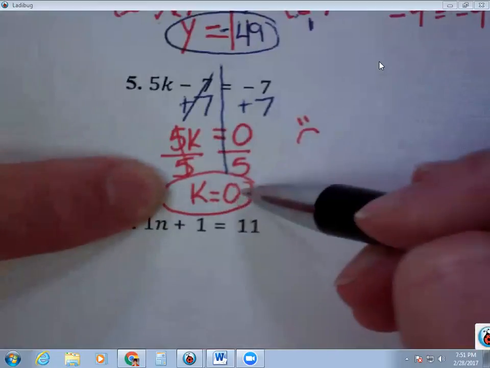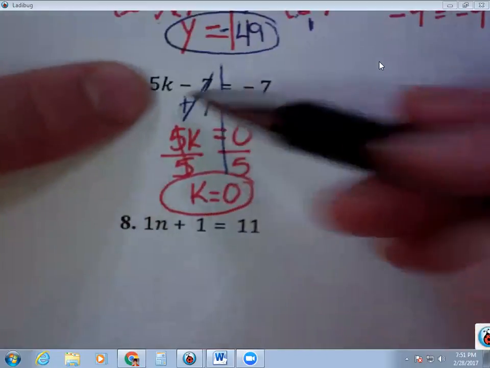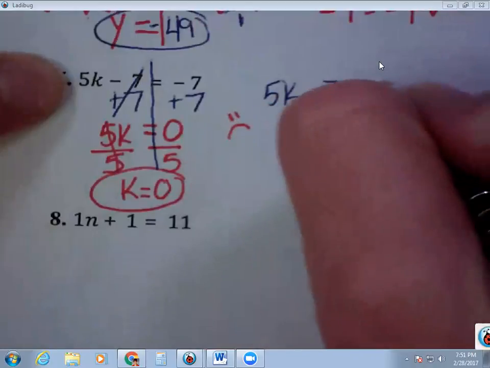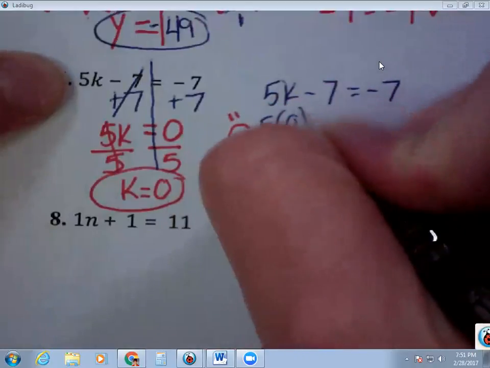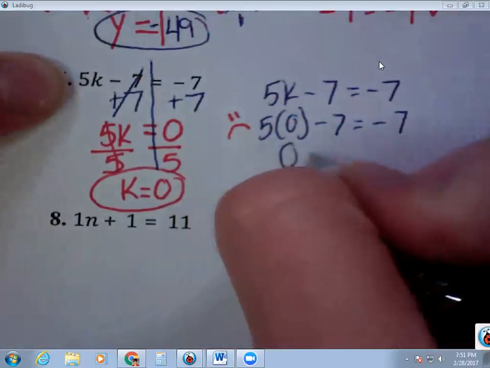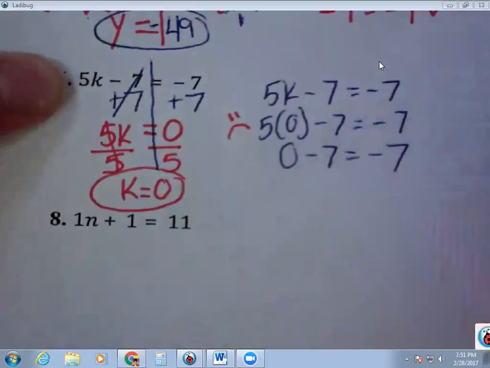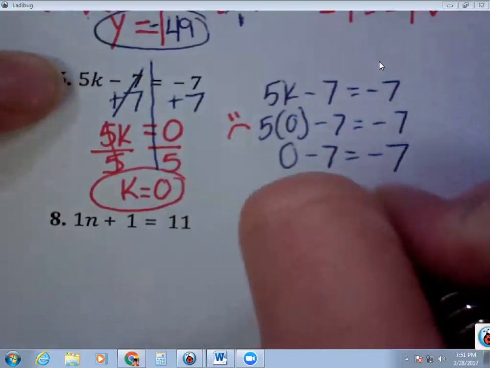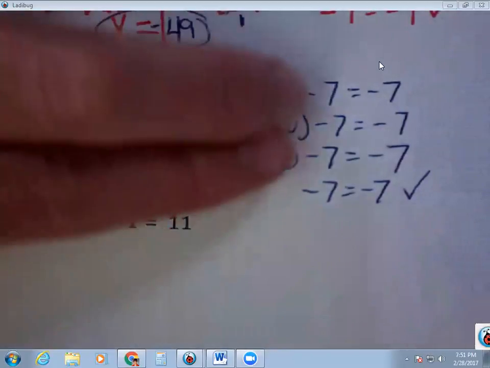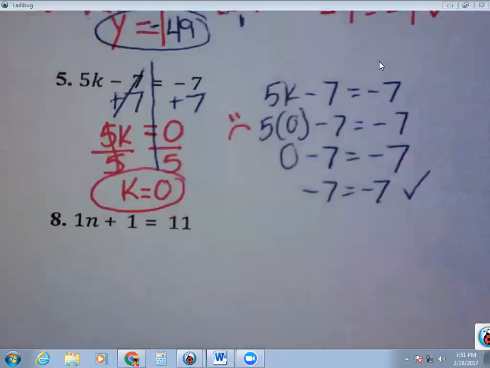If my value for k is 0, I'm going to plug it back here for my check. So 5k minus 7 equals negative 7. 5 times 0 minus 7 equals negative 7. Well, 5 times 0 is 0. And what do you know? Negative 7 absolutely equals negative 7. That's a lot of 7s over there, isn't it? I mean, you really could see from right there that those were equal. Okay, friends.